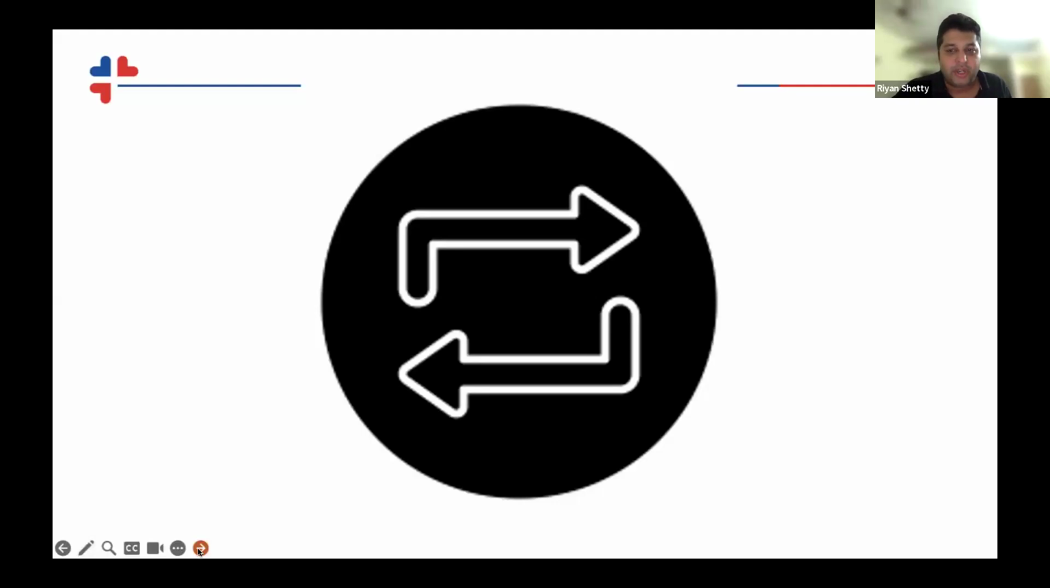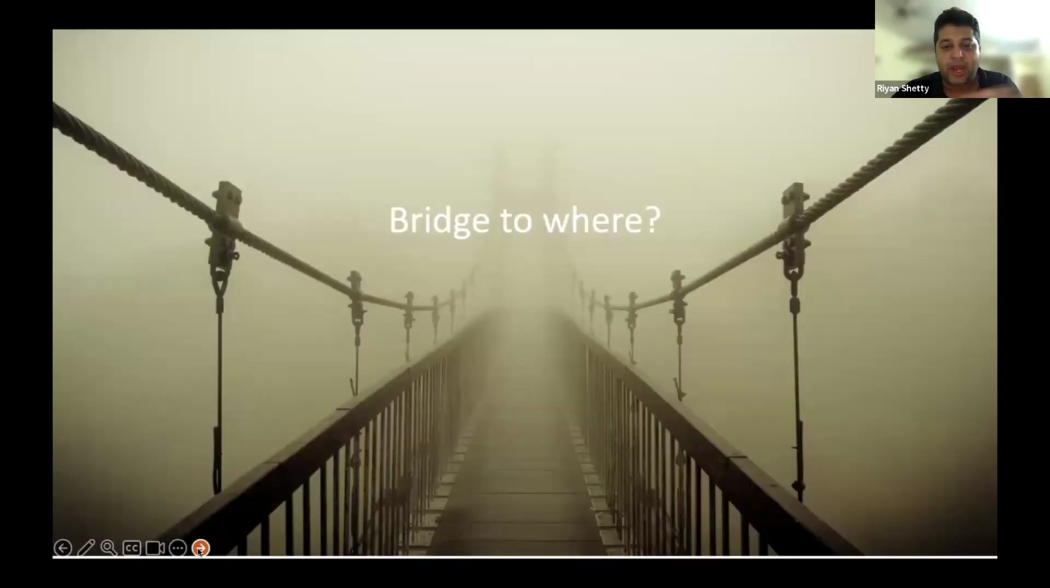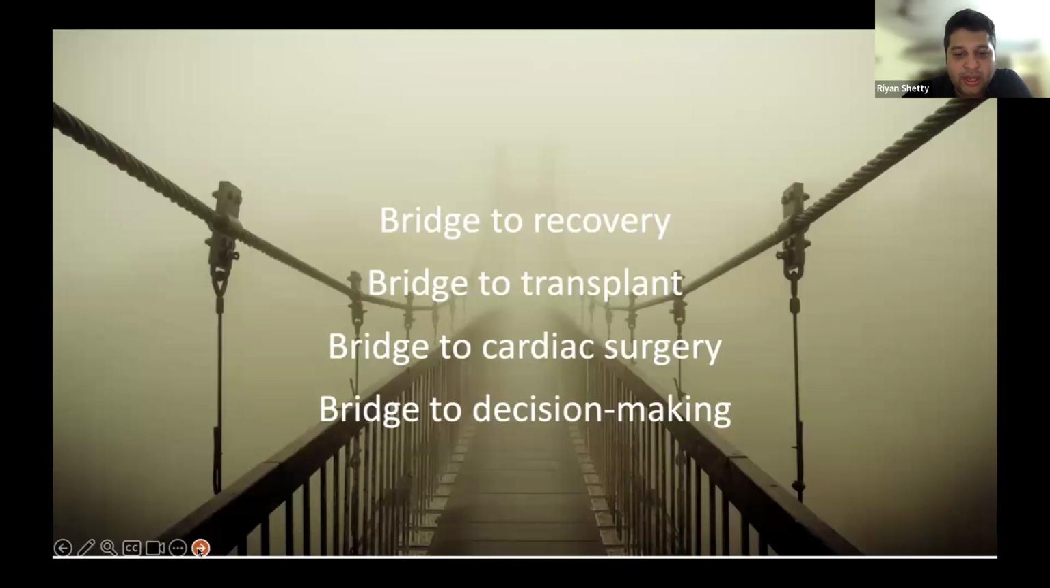Whenever I get a call every day to initiate ECMO, the first thing that goes into my mind is the question: is it reversible? Unless it's reversible, the indication is not a good indication. Next question I ask myself is, bridge to where? You can see this bridge. Is it a bridge to recovery? Is it a bridge to transplant? Is it a bridge to cardiac surgery? Is it a bridge to decision making? When you first start an ECMO program, sometimes it also unofficially becomes a bridge to declaration, which is common when you start a new program. Then over a period of time, someone comes out of ECMO and recovers, and that's when ECMO non-believers become believers.